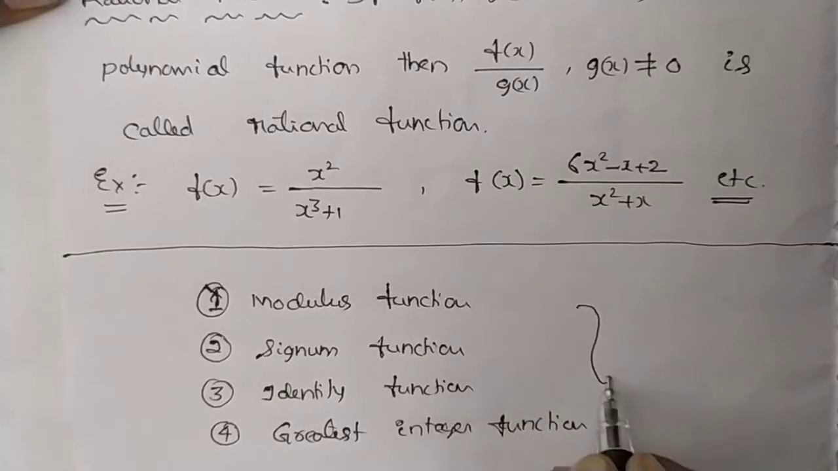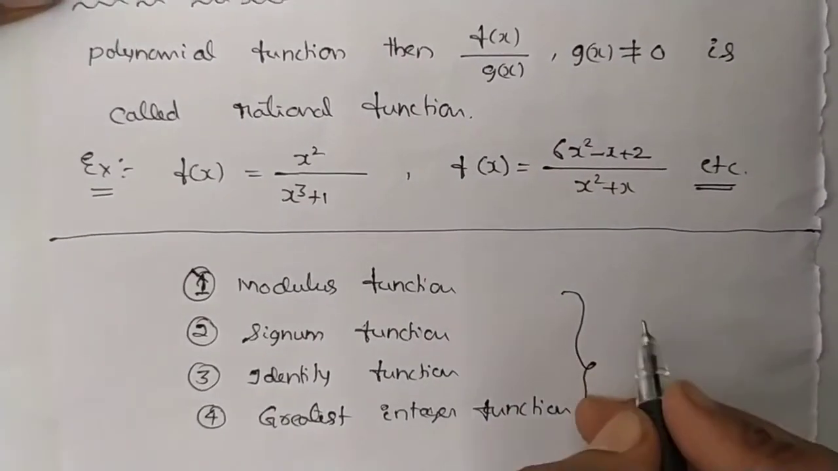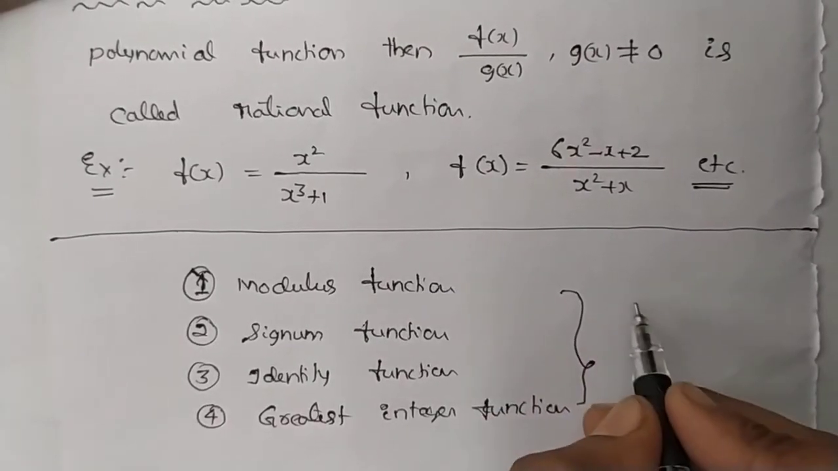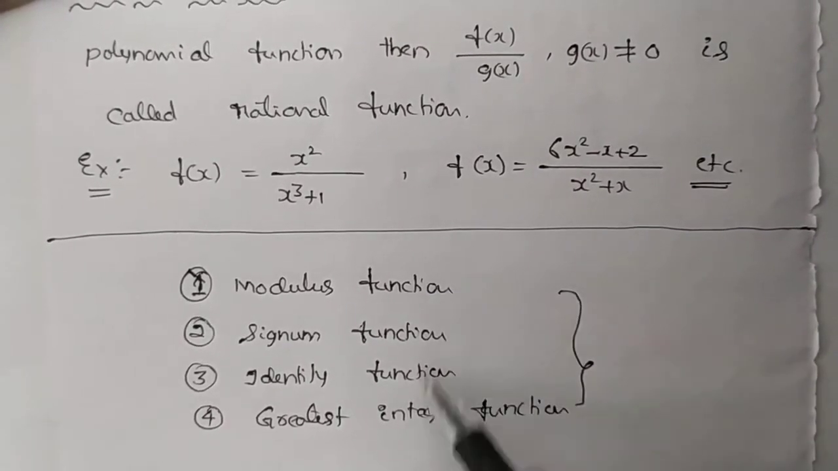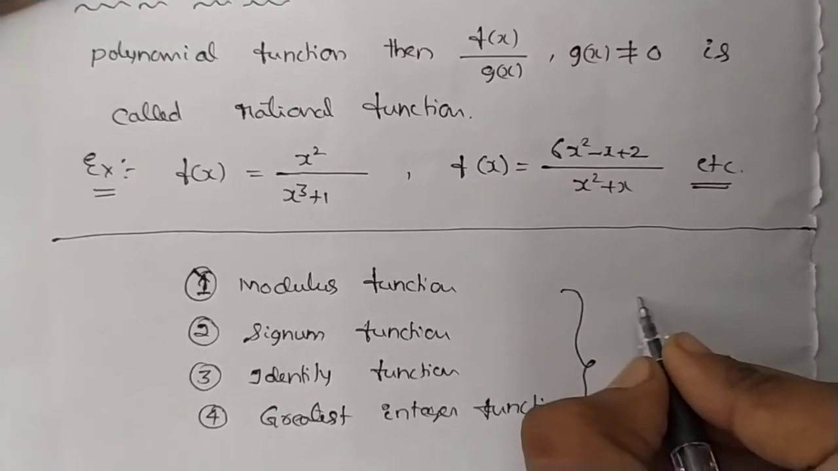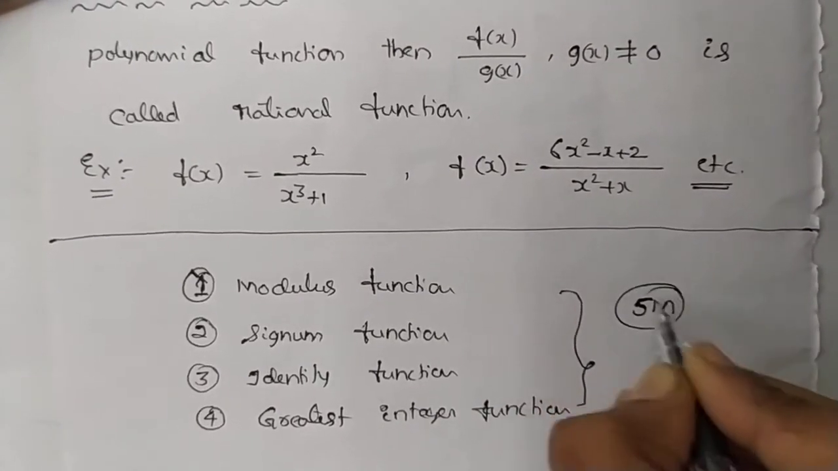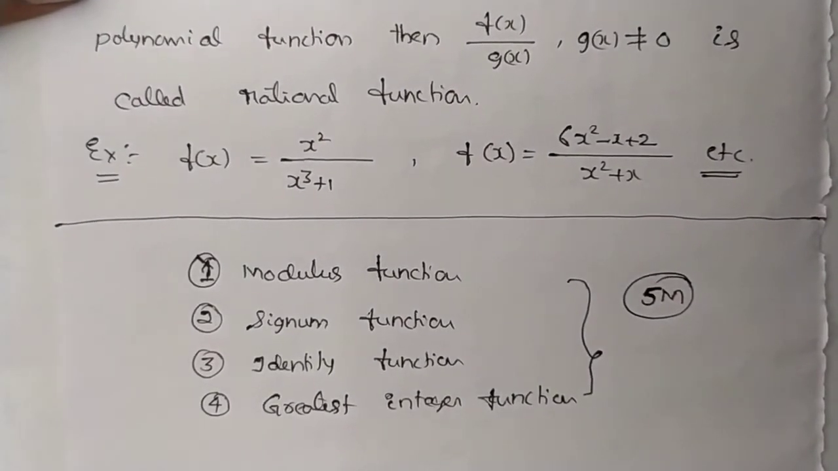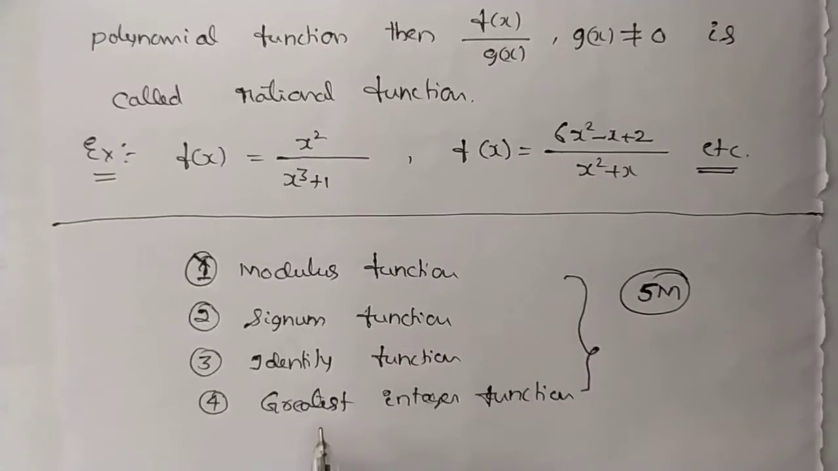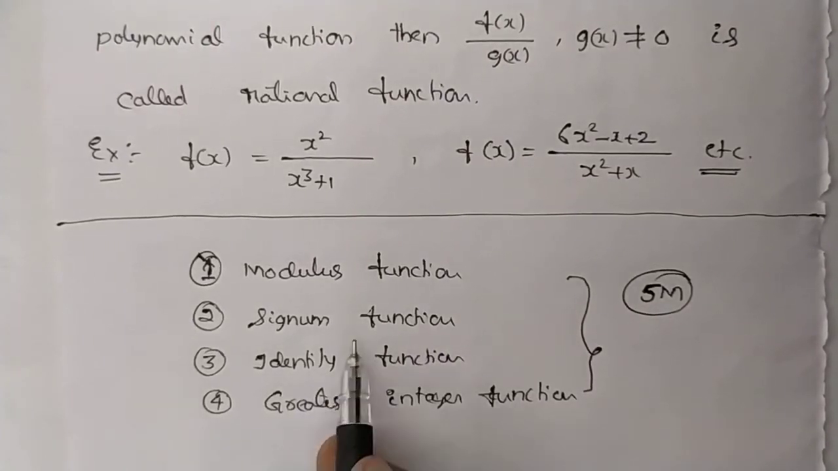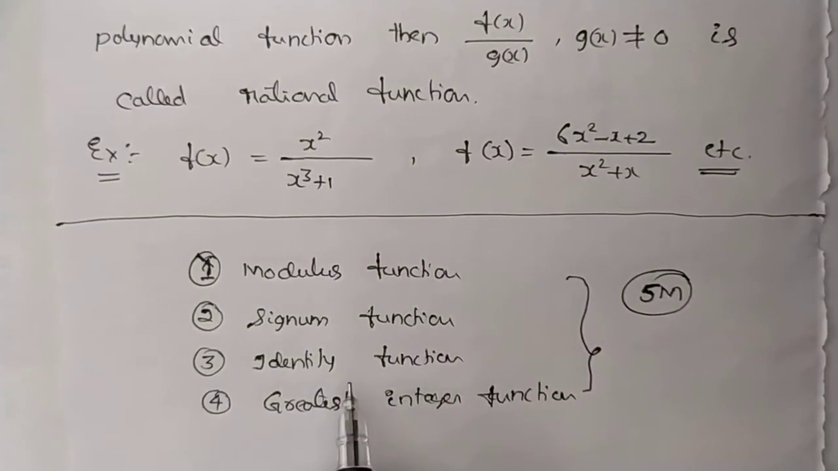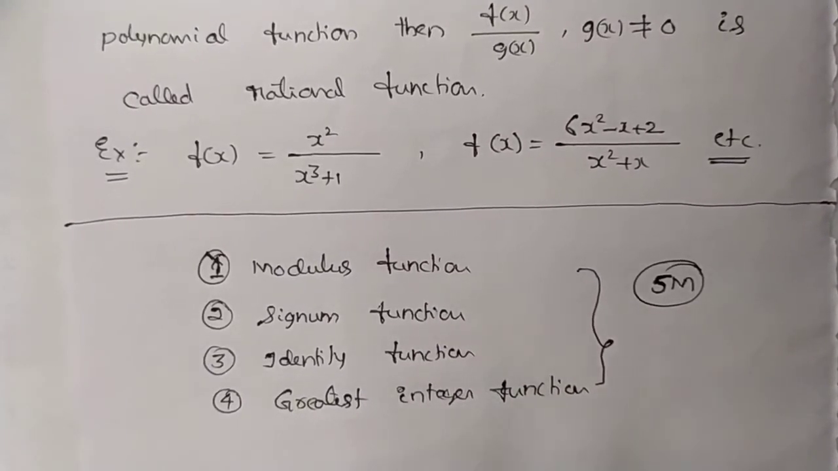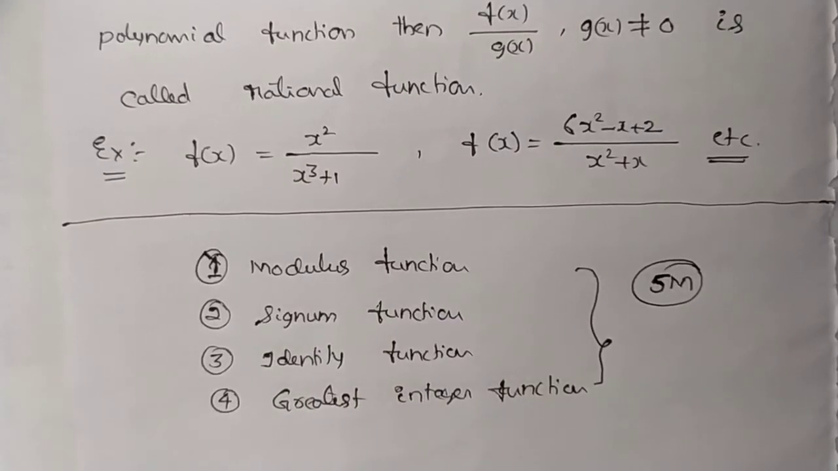Hence these 4 types of functions are very, very important for your examination. 100% you will get a 5 marks question from these 4 types of functions. Do not neglect these functions. You just practice 4 or 5 times at your home. You will be perfect. Once again, 100% you will get 5 marks questions from these 4 types of functions.